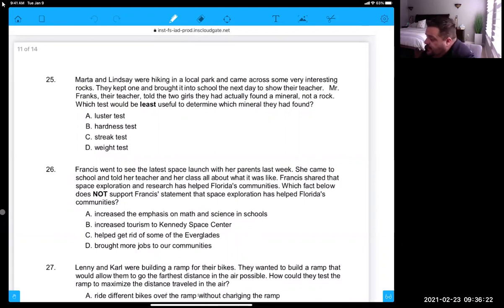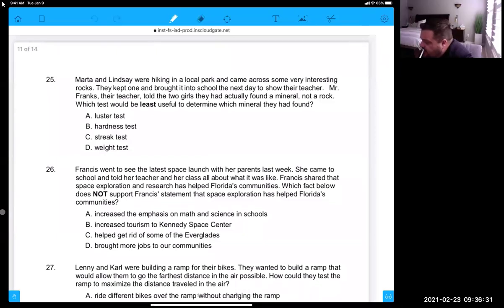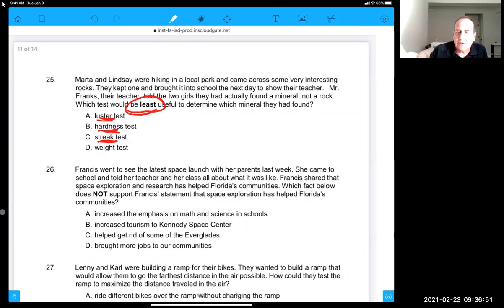Marta and Lindsay were hiking in a local park and came across some very interesting rocks. Sorry, Mr. Spina, I have to start reading these because we haven't done these yet. Mr. Franks, the teacher, told the girls they had actually found a mineral, not a rock. Which test would be least useful to determine which mineral they had found? Well, remember, luster is the look, hardness is the feel, streak is the kind of design. Yeah, the streak is when you can literally rub it onto something.